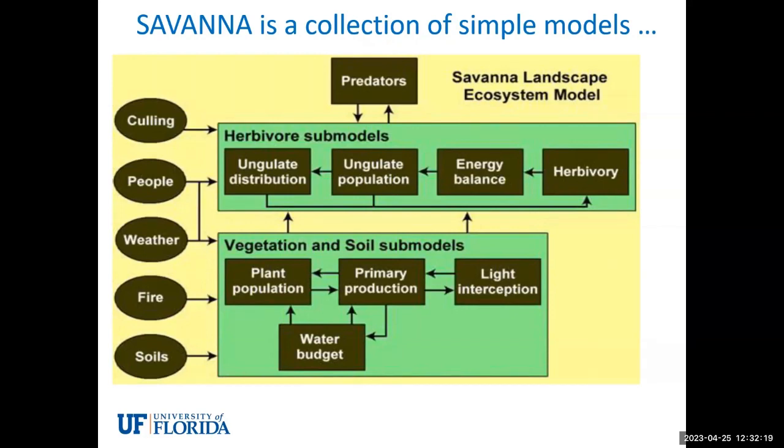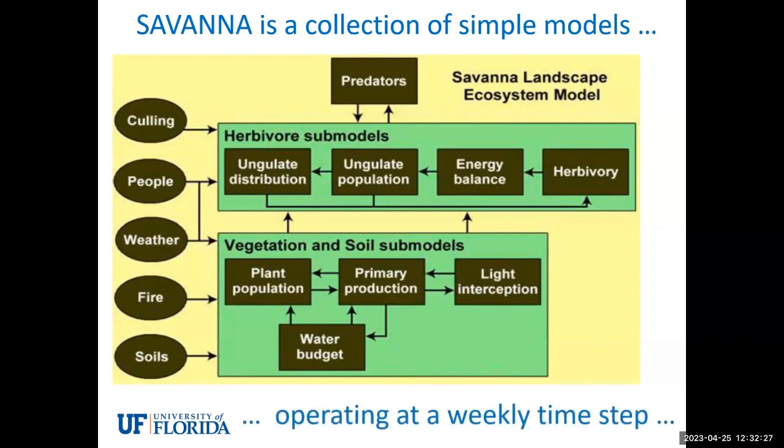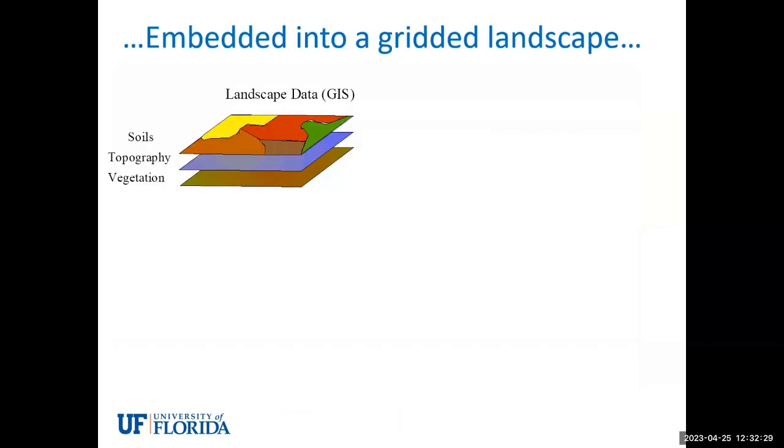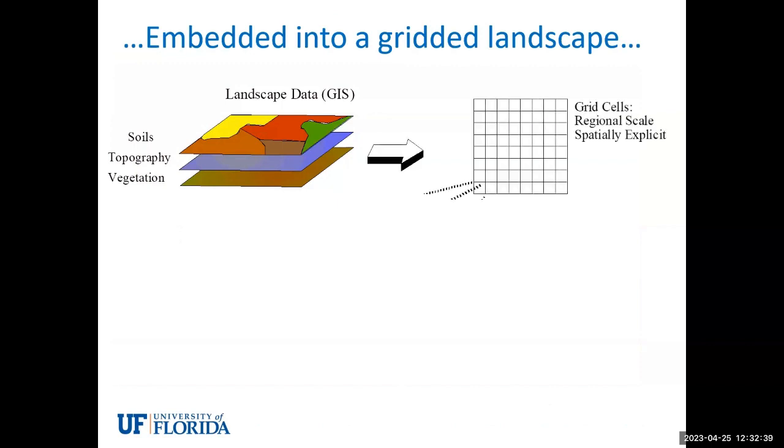You can have culling within it. You can have people, weather, fire, and soil. So there's a lot of great information. So it's a process-based model operating at a weekly time step embedded into a gridded landscape. So usually you end up putting in soils, topography, vegetation maps, usually in grid form. And it takes the world and divides it up into grids. And so they are spatially explicit.